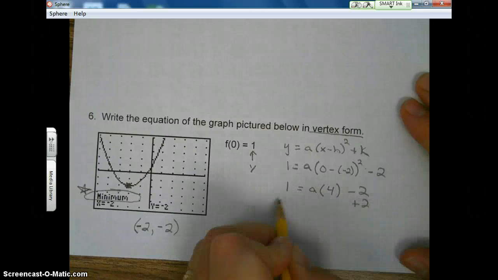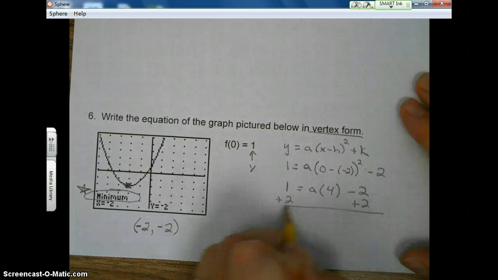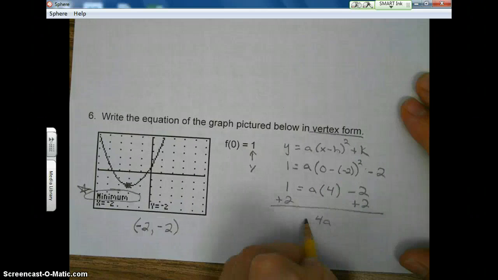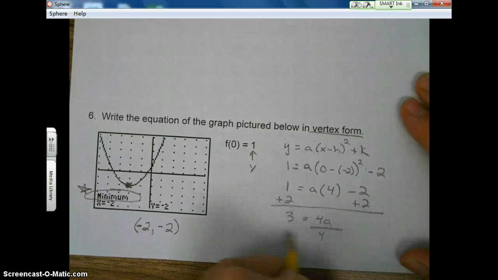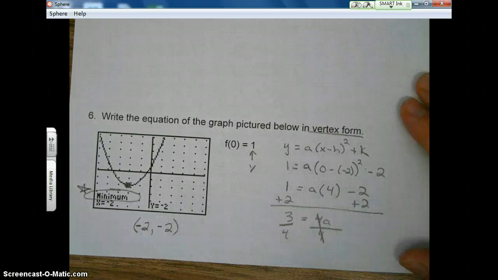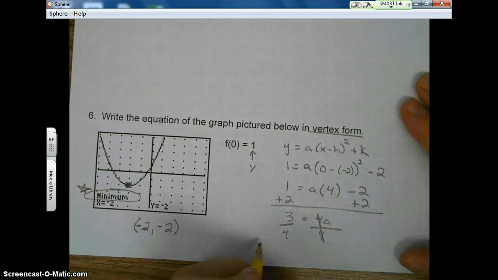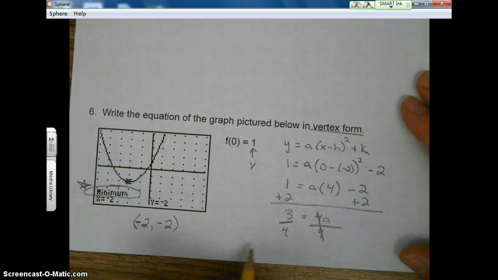Add 2 on both sides. We get 4a equals 3. Look at that, a is 3/4. Quiz question.